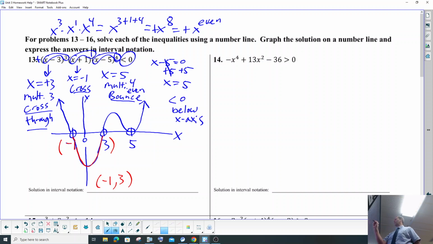Over here we're positive. Down here we're negative. Here we're positive. Here we're positive. But don't I have to include the 5? Well, it's an open hole and it's not equal to, so we don't even mention the 5 on this one. And that's just our answer. So I'm going to double check just to make sure.